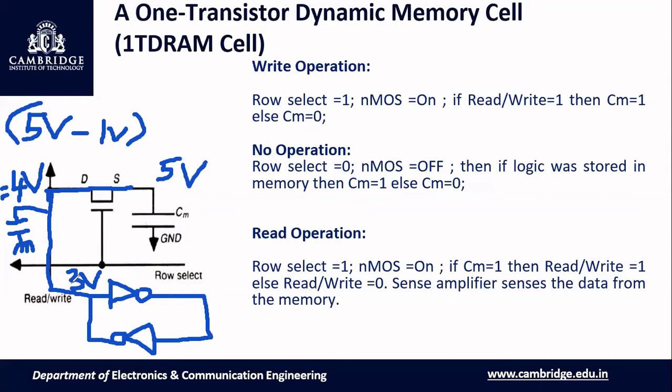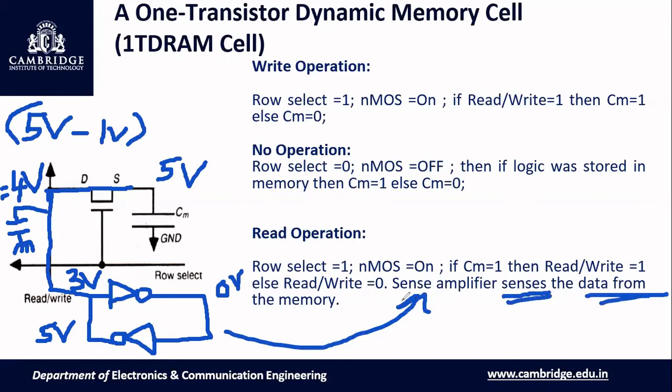Let us assume that we have 3 volts here, we'll get 0 volts here. Inverter means whatever input you apply, that will be inverted. Again, it will be inverted, you'll get 5 volts. This we call the sense amplifier. The sense amplifier senses the data from the memory. If there is any charge decay, that will be boosted up to 5 volts.